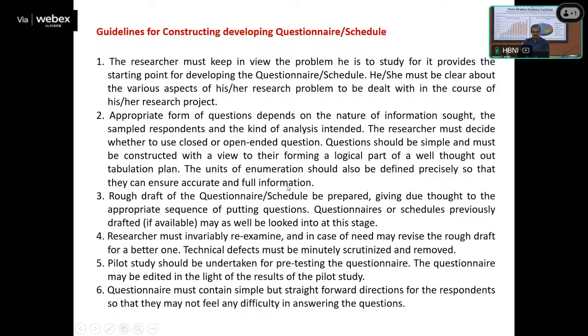So this is the second point that the researcher has to keep in mind while developing the questionnaire or schedule: that the form of question should be appropriate.